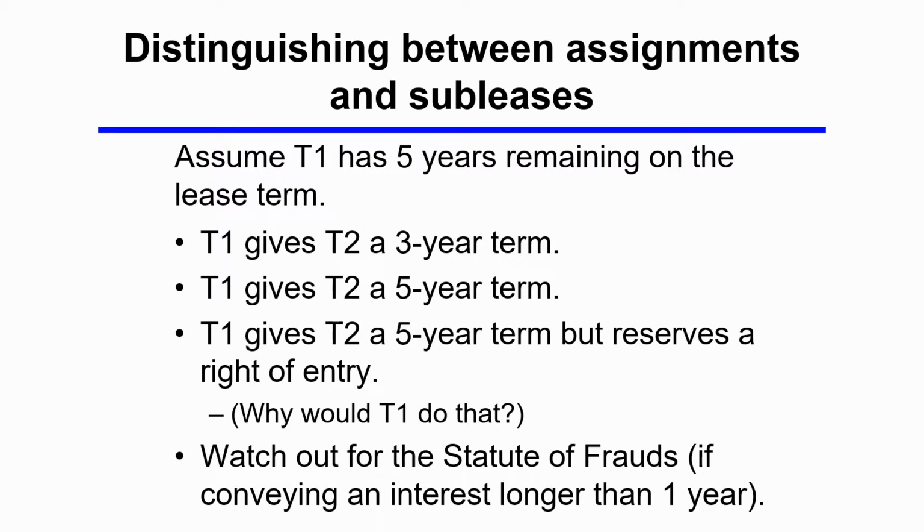In most states, the statute of frauds applies to a conveyance of an interest that's longer than exactly 1 year. So that means if T1 is giving T2 an assignment or a sublease that's going to last longer than 1 year, it better be in writing, or else the court might say that that transfer is ineffective because it didn't comply with the statute of frauds.